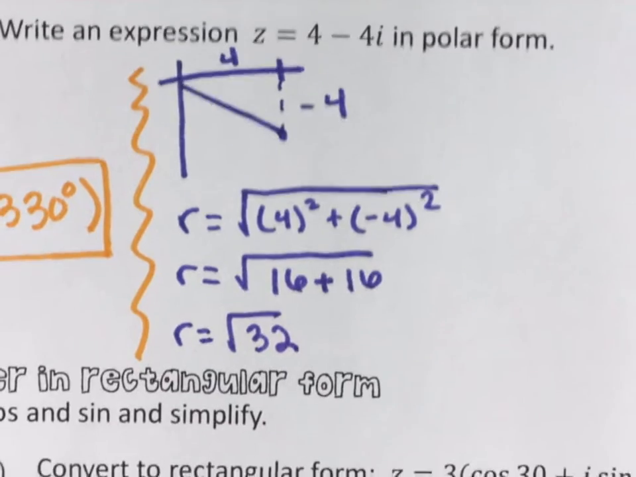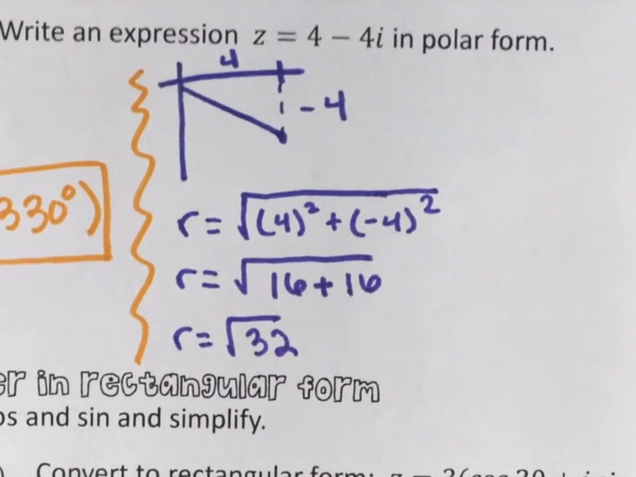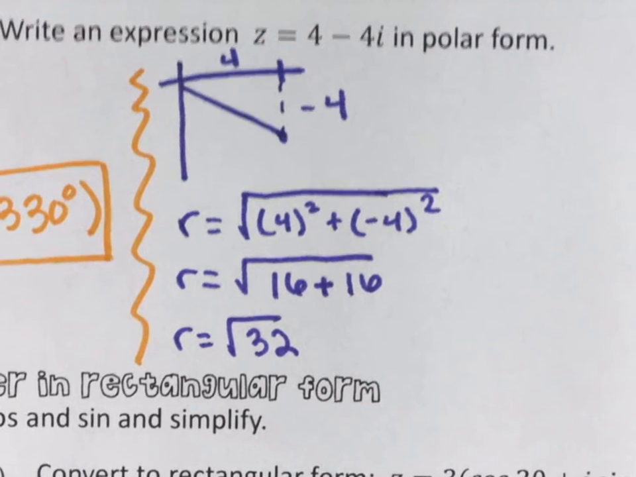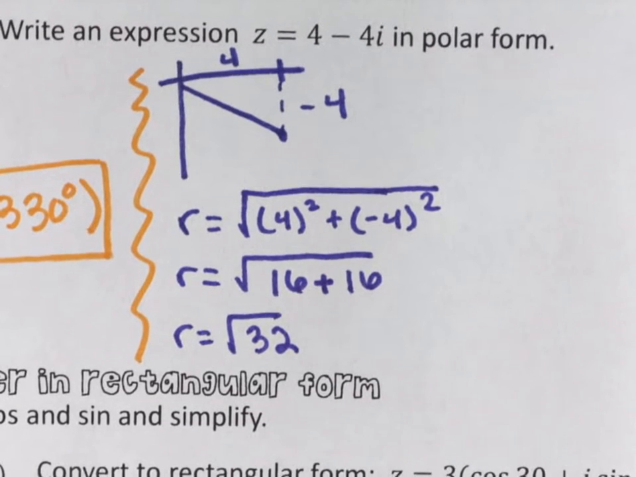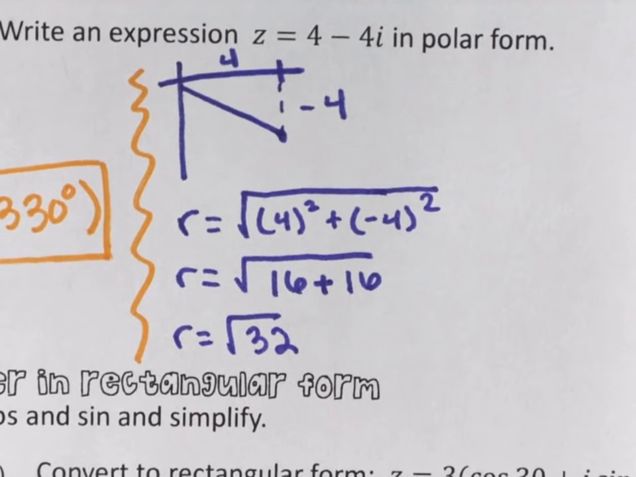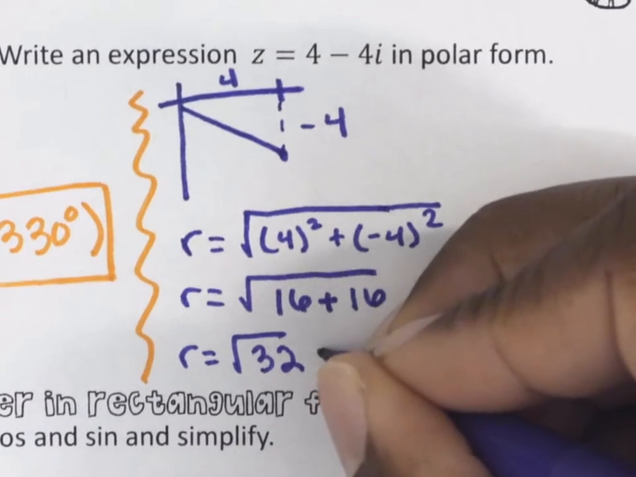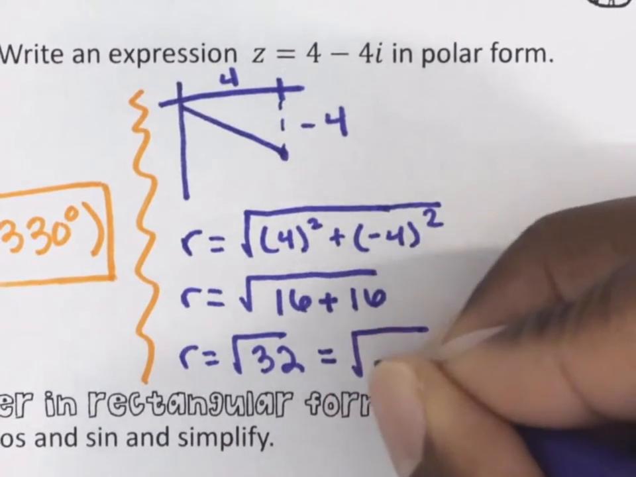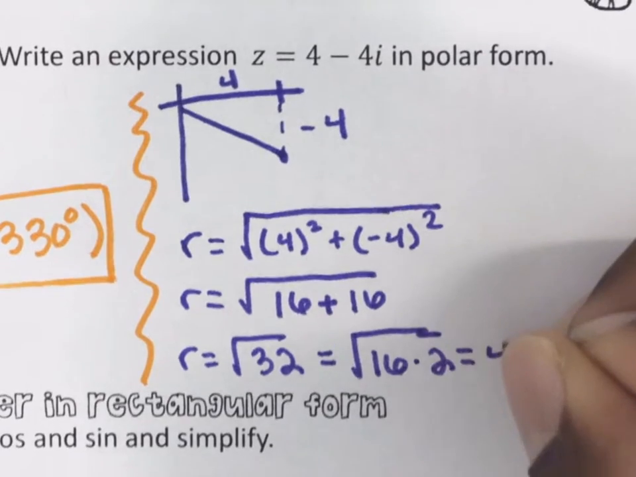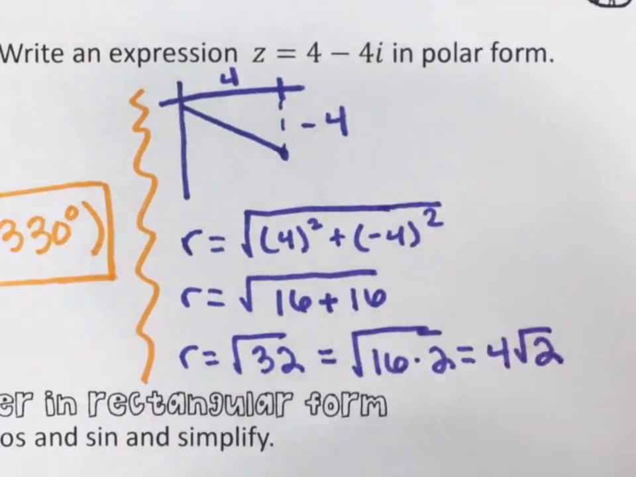Can I reduce? Yes. I can't get rid of the radical, but I can reduce it. The square root of 32, divided by what? What's the square root of 16? 4. So if I break it down like 16 times 2, I can take the 16 out. The 2 I have to leave though.